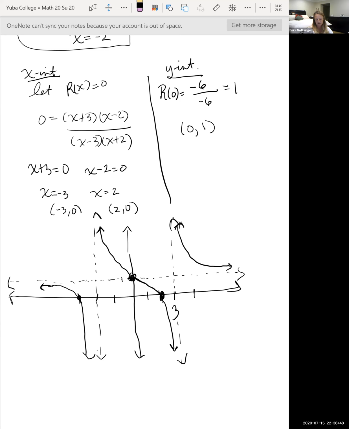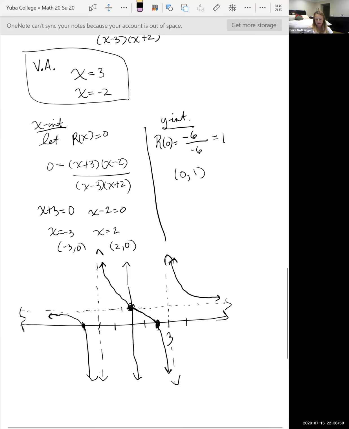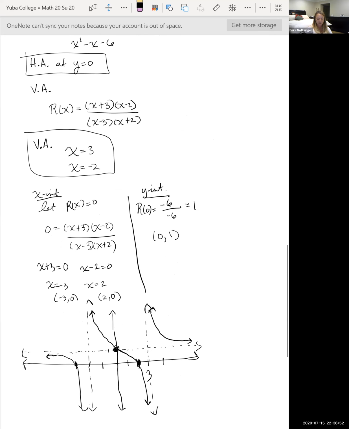So putting the pieces together, you can see what the graph is. Sometimes if you don't see that, just plotting one or two points on each side of a vertical asymptote, you can see if the graph is going to fall above or below the axis and what the shape has to look like.